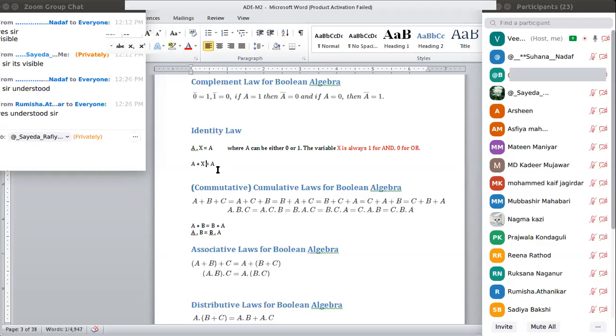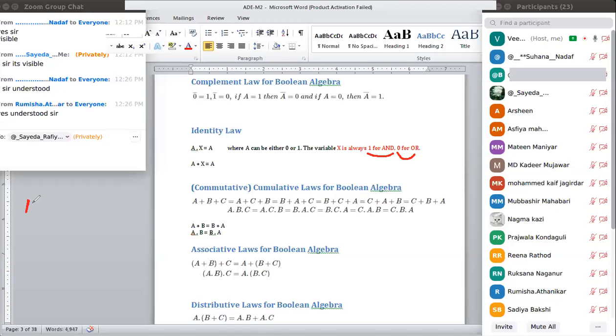And in the OR function, the x should be 0. Okay. So let us see how it is. Let us prove how this is going to happen. Right. Now, what is the condition for the identity law? The x should be 1 for AND gate, and 0 for OR gate. Okay. Let us see how it is possible.